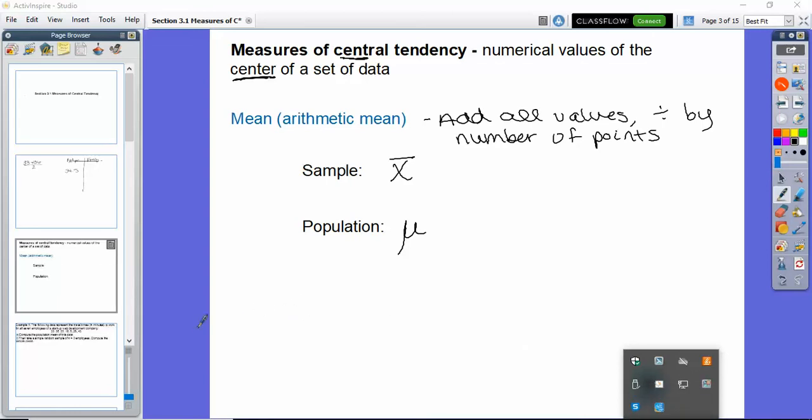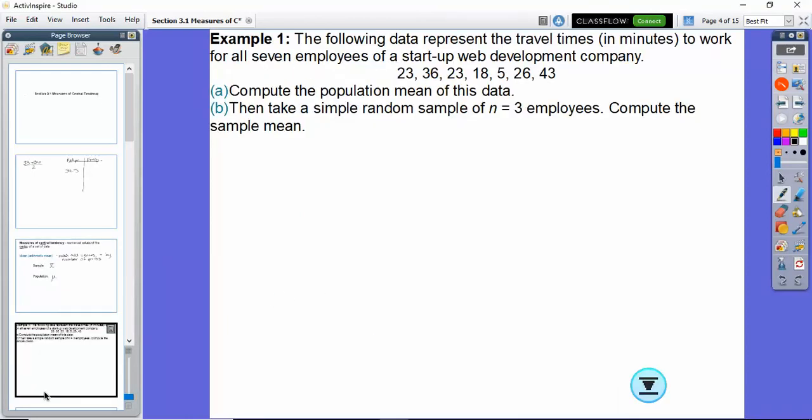So we're going to just calculate a mean here. First example, the following data represent the travel times in minutes to work for all 7 employees of a startup web development company. So if it's all 7 employees, is this the population or the sample? Population. It's all of the employees, so it is the entire population here. And in part A, I said compute the population mean.